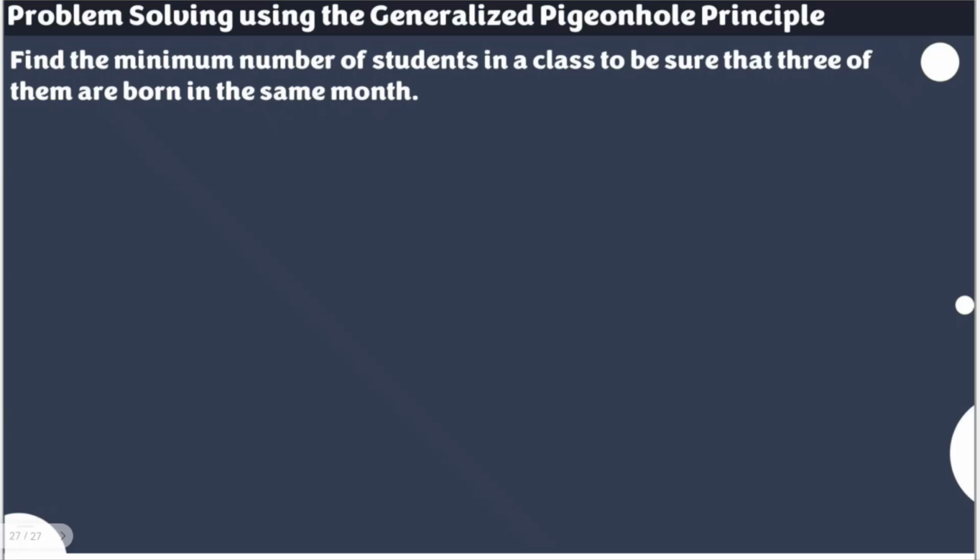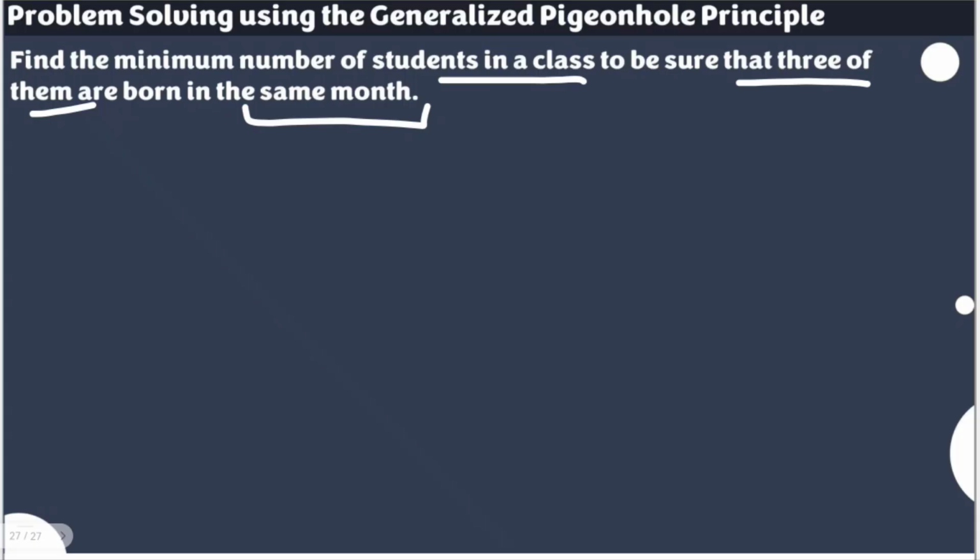Now let's look into this problem. It states here that we will be using the generalized pigeonhole principle. First, let's look at the possibility of this being an example where the pigeonhole principle can be used. So we have here the number of students in a class, to be sure that 3 of them are born on the same month.